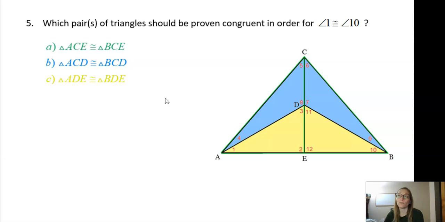For number 5, which pair or pairs of triangles should be proven congruent in order for angle 1 to be congruent to angle 10? How could I prove angle 1 is congruent to angle 10? Think about it. This one was only ADE congruent to BDE, and that's because angle 1 and angle 10 are only part of the yellow triangles. No other pair of triangles contains those angles.